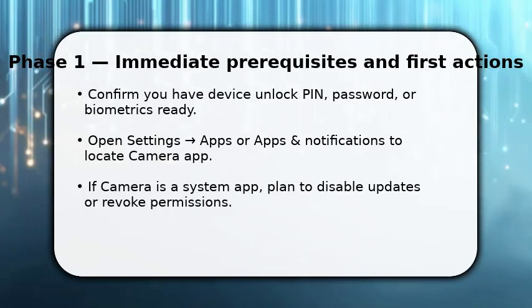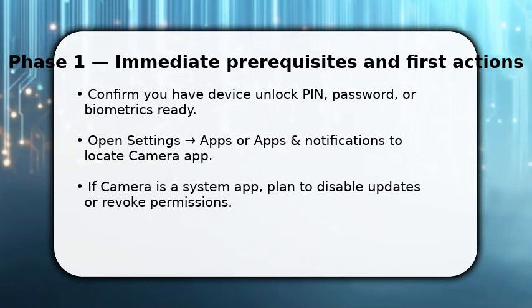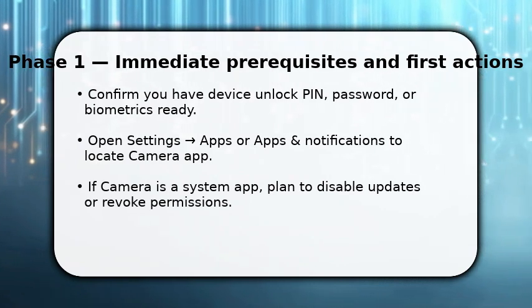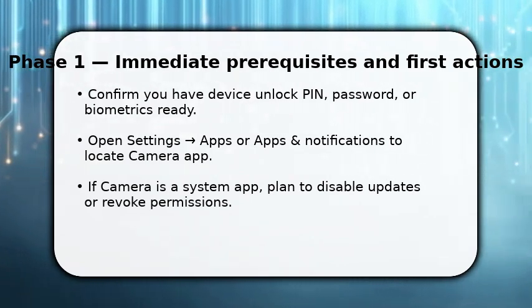You start by unlocking the phone and going straight to Settings. This is where control lives. Once in Settings, open Apps or Apps and Notifications and locate Camera, tap it.